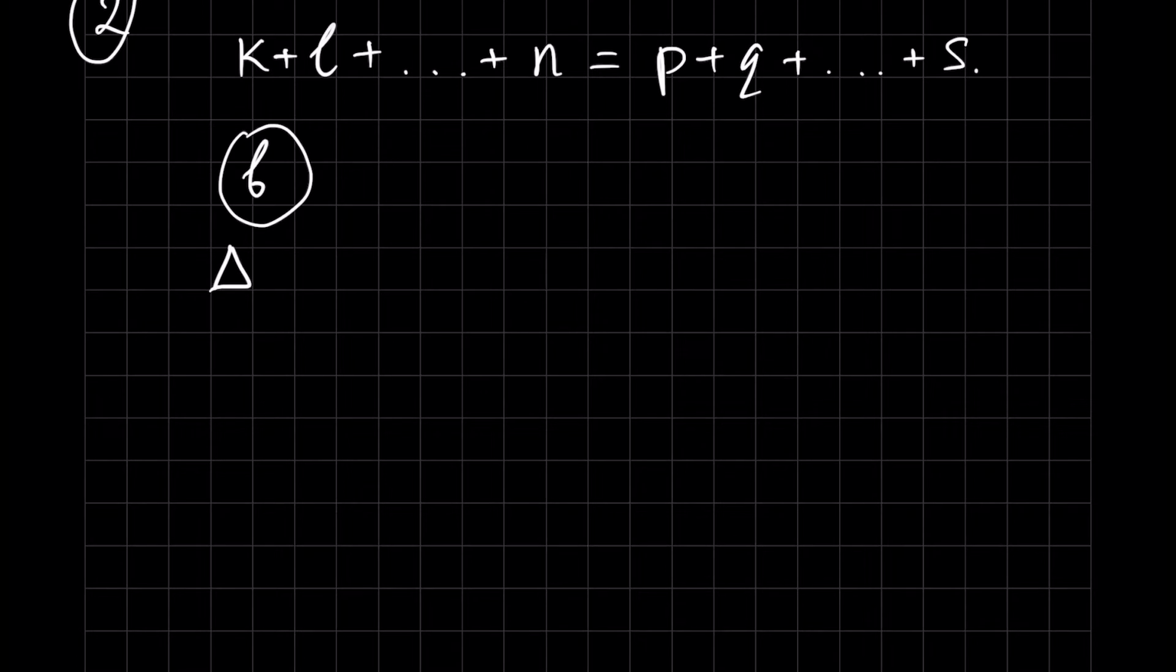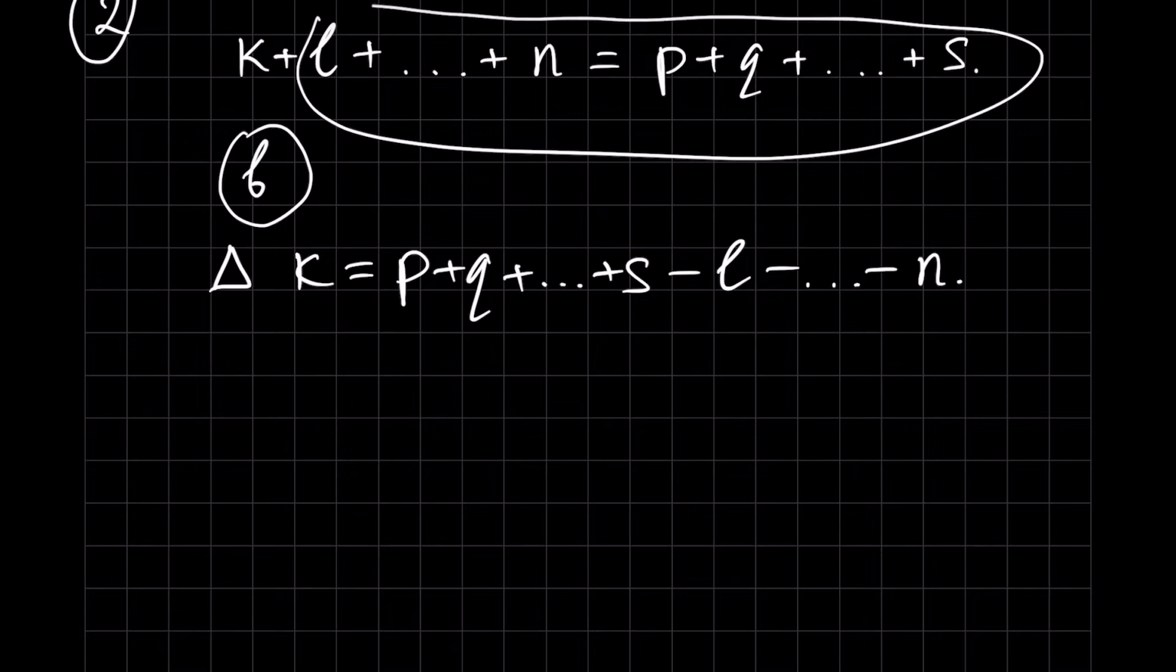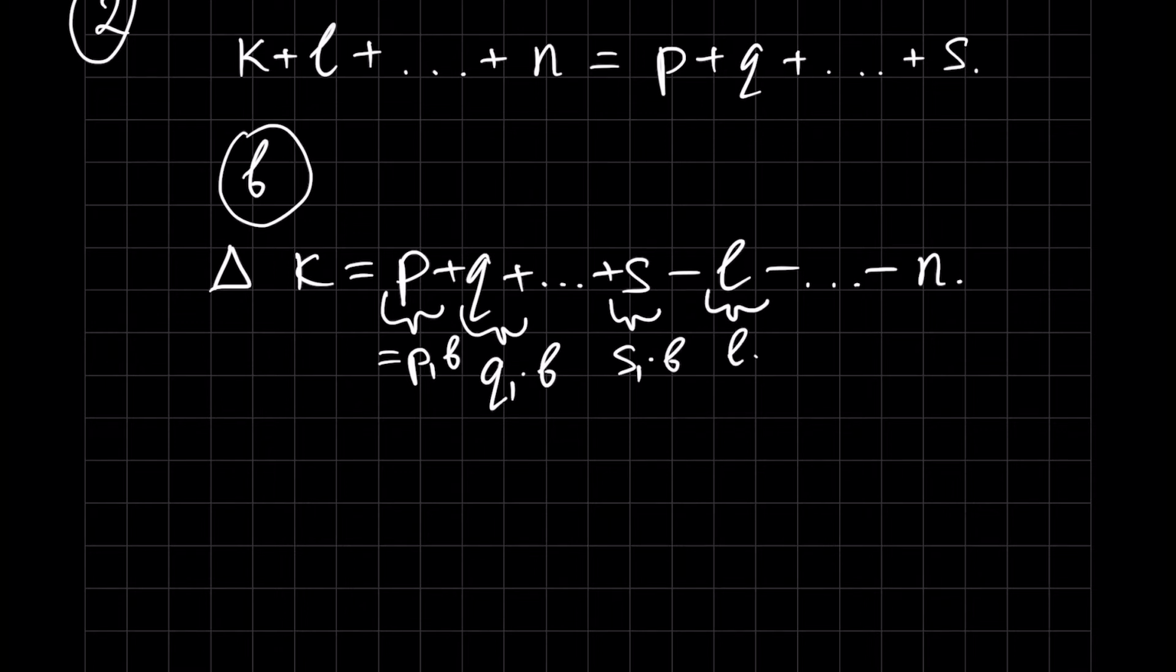Let's prove it. We can write our equality as K is equal to P plus Q plus and so on S minus L minus and so on minus N. And since every term in our equality except K is multiple of B, we can write P, for example, as P1 times B. Q can be written as Q1 times B, and S can be written as S1 times B. Along the same way, L is equal to L1 times B, and N is equal to N1 times B.